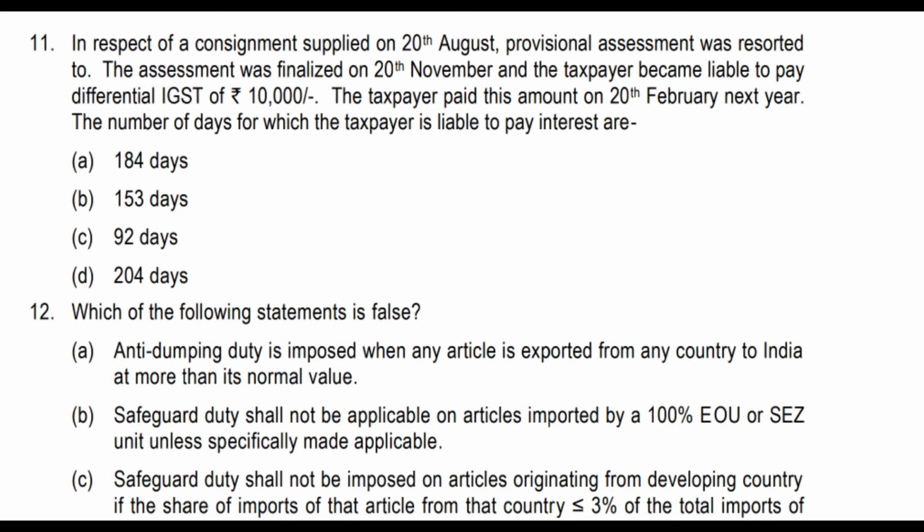which is a total number of days counting to 153. How? 10 days of September, 31 days of October, 30 days of November, 31 days of December, 31 days of January, and 20 days of February. That is 153 days. The correct answer is B.